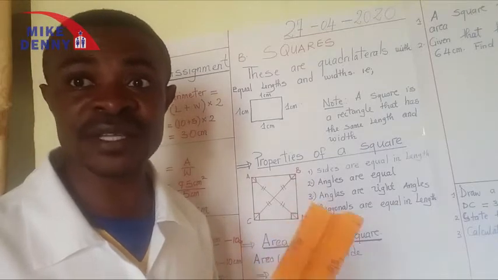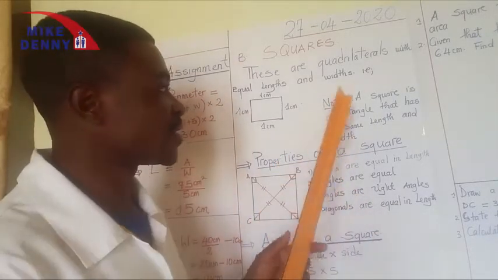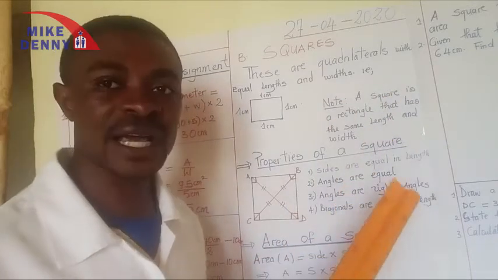A square is also a rectangle. It's a rectangle that has equal sides. We should be very careful with that. So like I said, a square is a rectangle that has the same length and width.